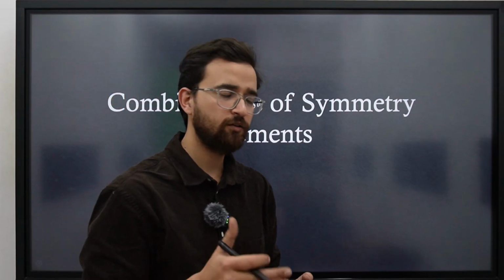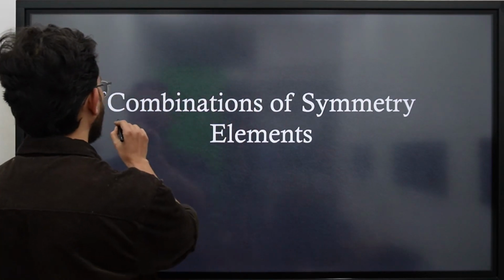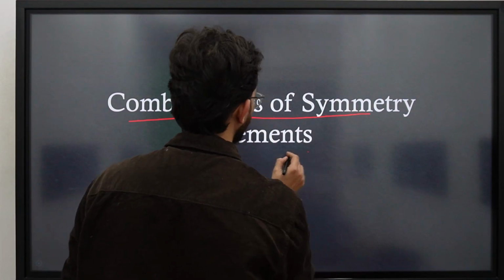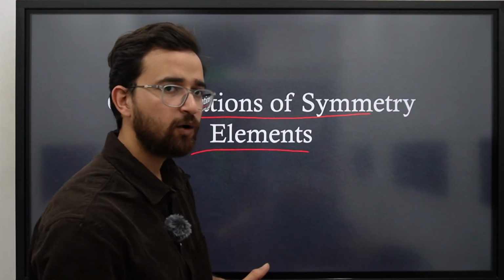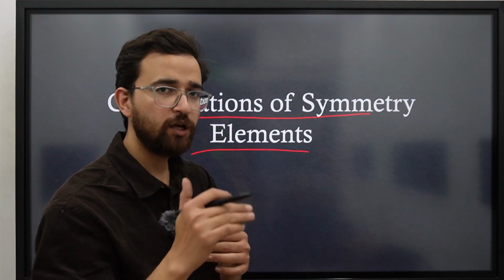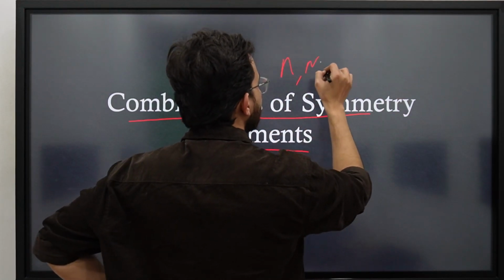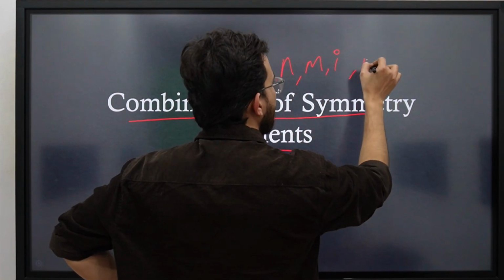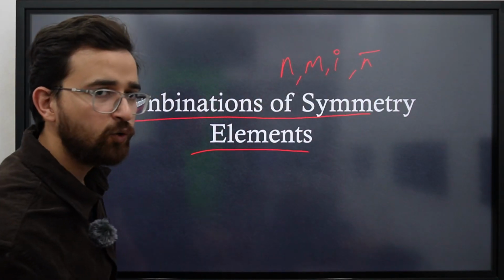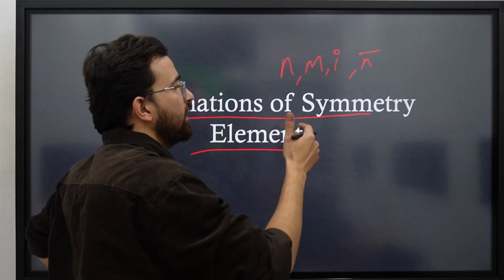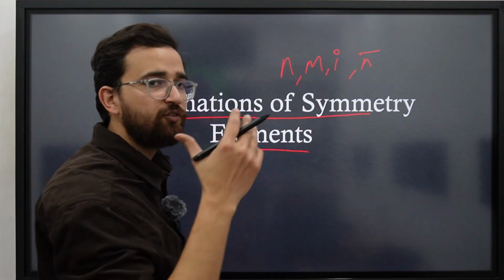So welcome back everyone. In this lecture we will continue our discussion on the symmetry elements. Till now, we have talked about the individual symmetry elements: rotations, mirror planes, inversion points. We will move to the next level and look at the combinations of these symmetry elements.